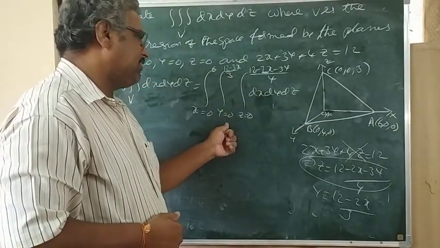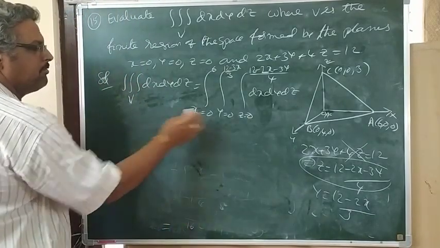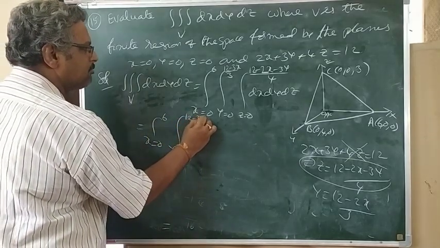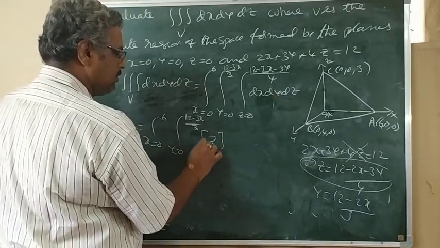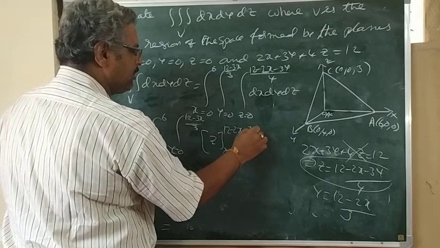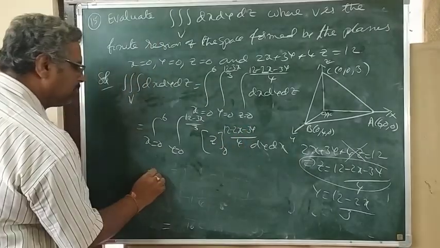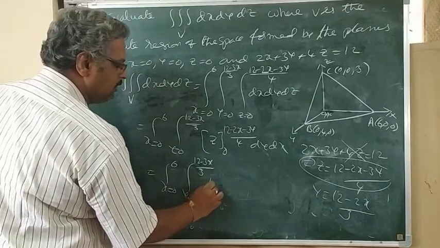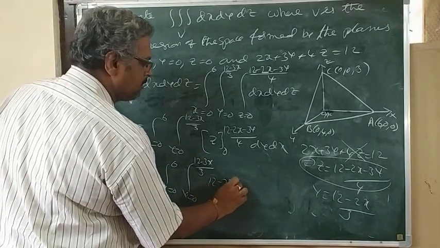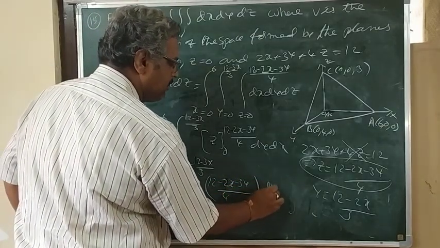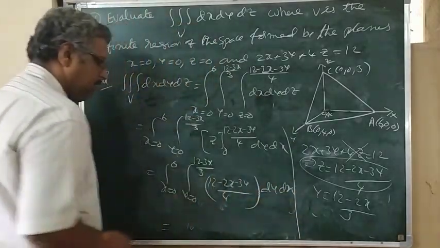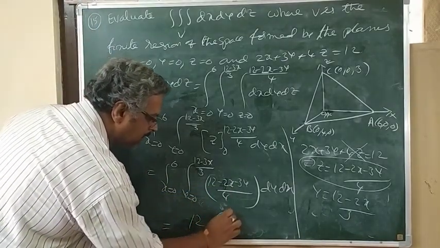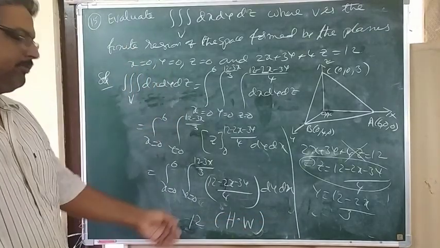First integrate with respect to z, then integrate with respect to y, then integrate with respect to x like our previous problem. If you integrate with respect to z, x is 0 to 6, y is 0 to 12 minus 2x by 3. Integral dz is z, 0 to 12 minus 2x minus 3y by 4 dy dx. Now substitute the limit. Let's proceed like our previous problem. Now integrate with respect to y, then integrate with respect to x. You will get the total final answer as 12. The remaining part is homework for you. You can try at home.